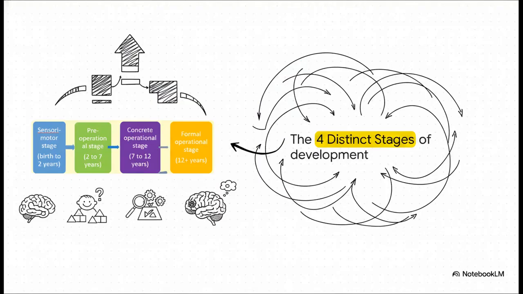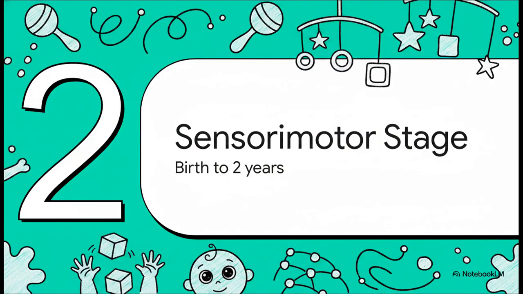So Piaget maps all of this out into 4 distinct sequential stages. And here's the absolute crucial thing to remember for your exam. A child doesn't just slowly gather more facts over time. To level up to the next stage, their brain actually has to undergo a fundamental qualitative shift in how it processes reality. All right, let's get into the timeline.